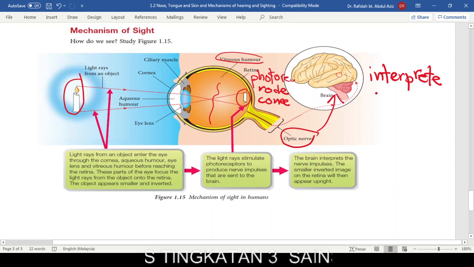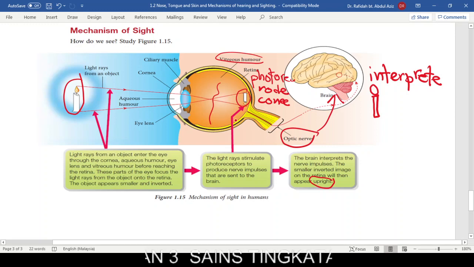It will become like this, compared to the image formed on the retina. So the smaller inverted image on the retina will then appear upright. So that is the mechanism of sight, on how we can see objects through our eyes.